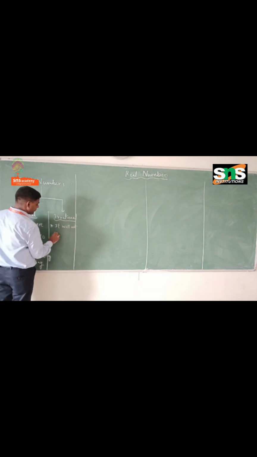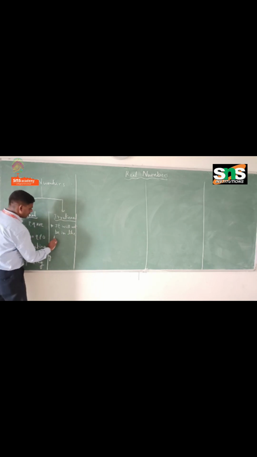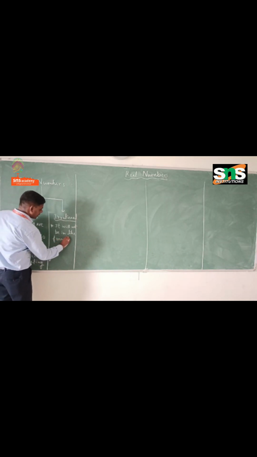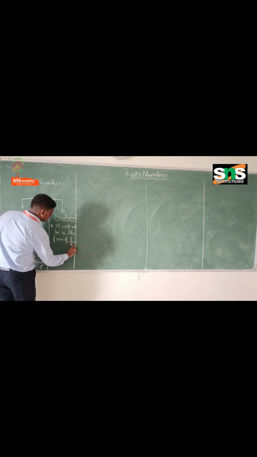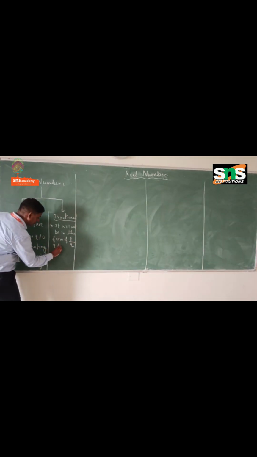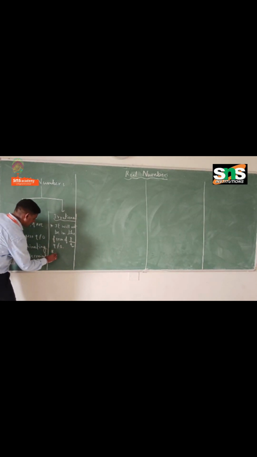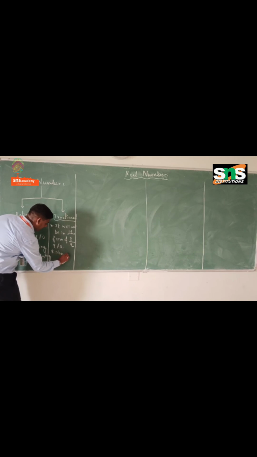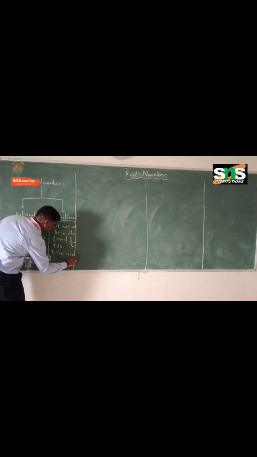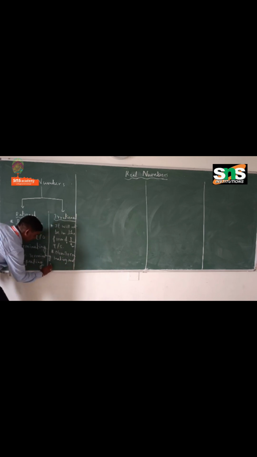And if you come to irrational numbers, it will not be in the form of p by q, where p and q are integers, same thing, and q is not equal to 0. And for an irrational number, it will be non-terminating and non-repeating.